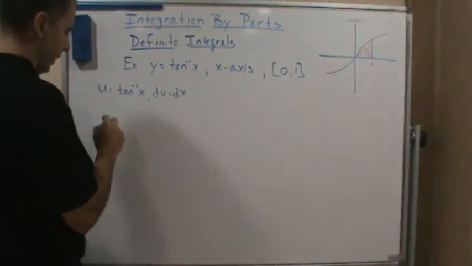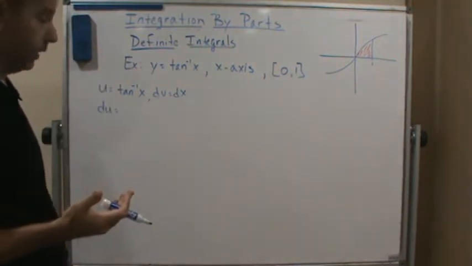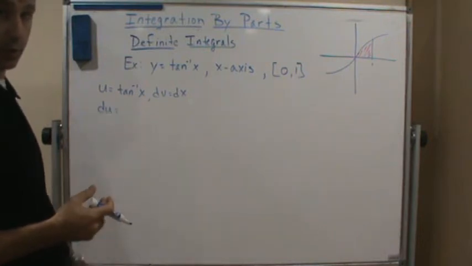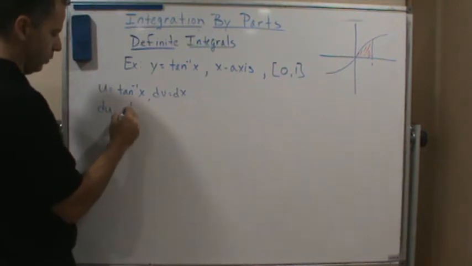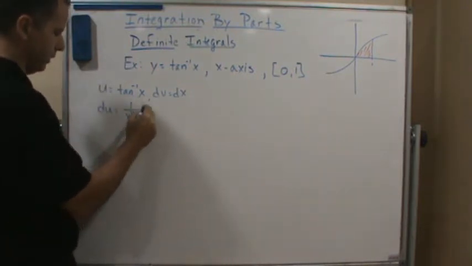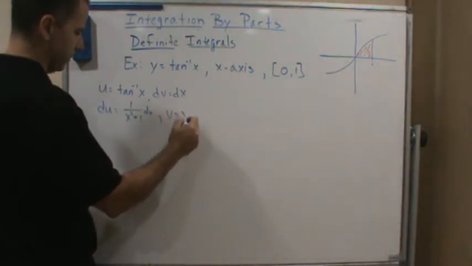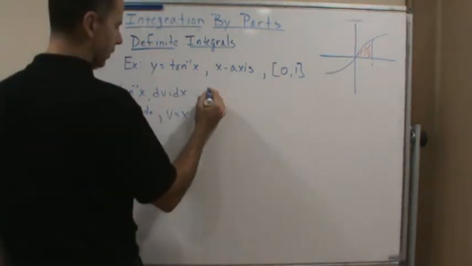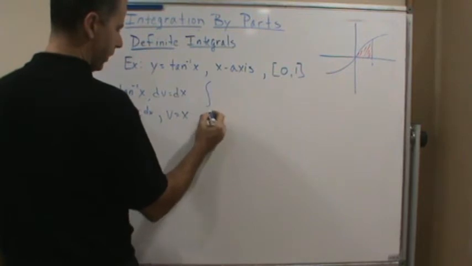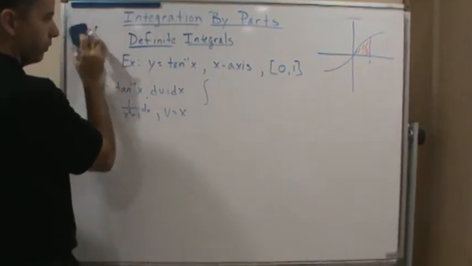And so if we take the derivative of this, so du, now this is where you have to know your derivatives for inverse trigonometric functions, okay? So the derivative of inverse tangent is 1 over x squared plus 1 dx. And the integral of this gives us v equals x. And so now we're just going to set up our integration by parts. So we're going from 0 to 1.